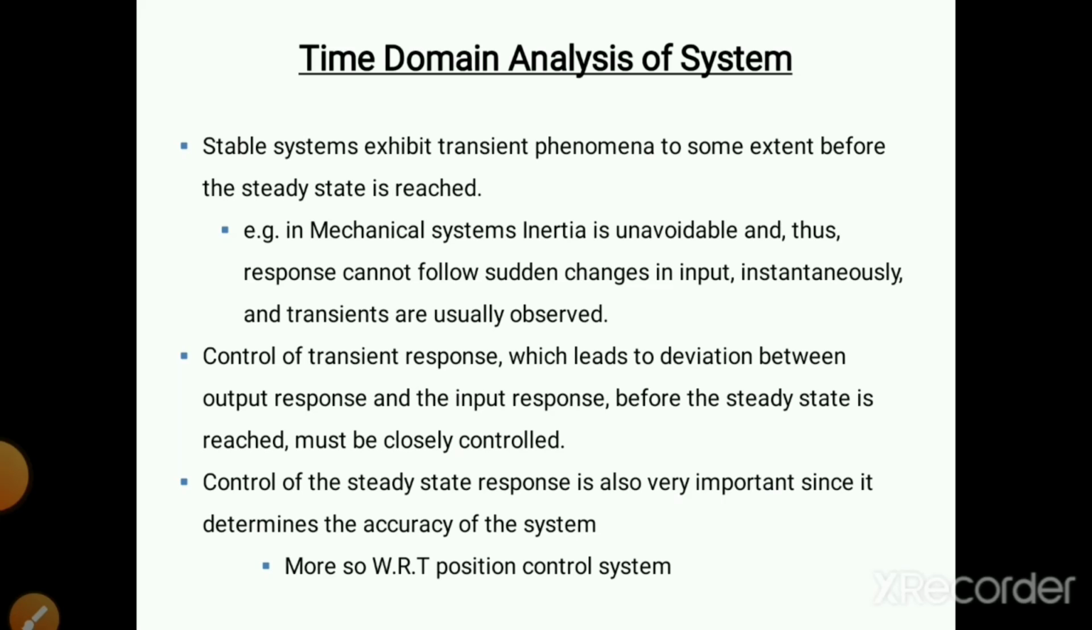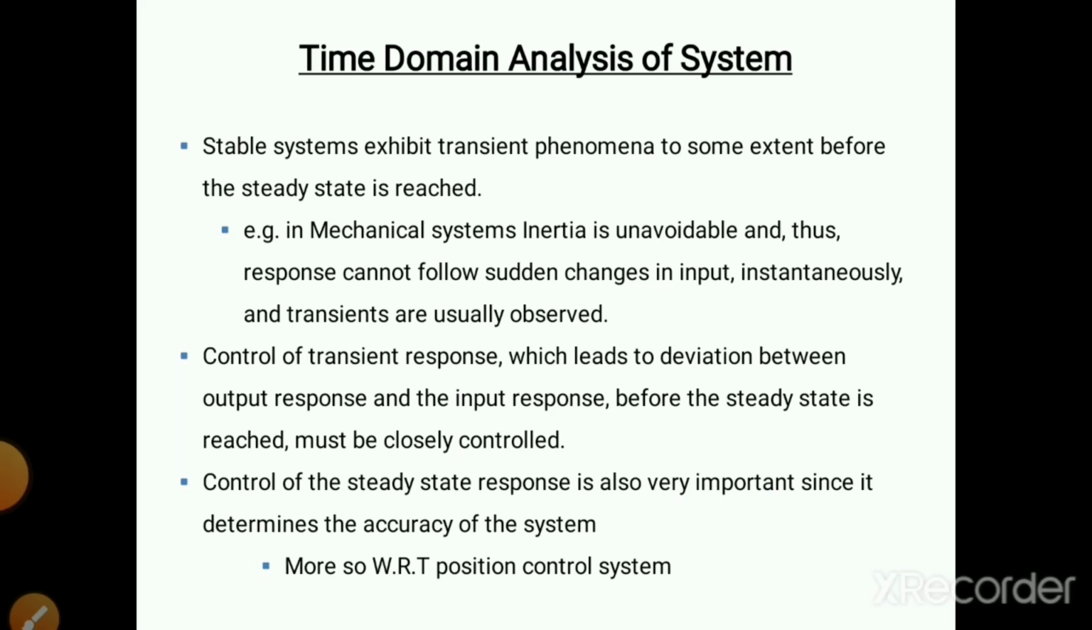In a mechanical system, inertia is unavoidable and thus the response cannot follow sudden changes in input instantaneously, and transients are usually observed. Transients means some delay is observed. The transient response, which leads to deviation between output response and input response before the steady state is reached, must be closely controlled. When you apply input, it takes some time for the output to become stable, so this deviation we have to control.